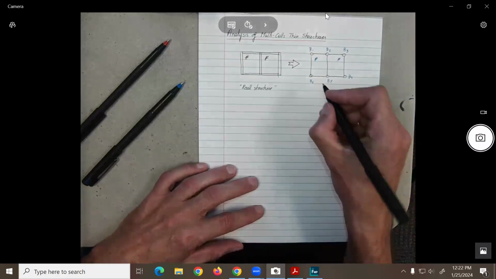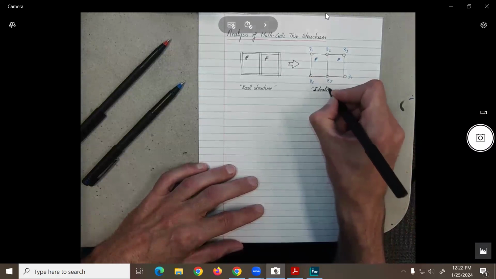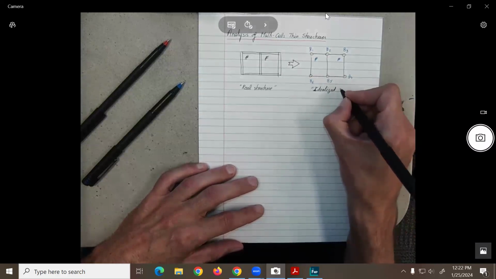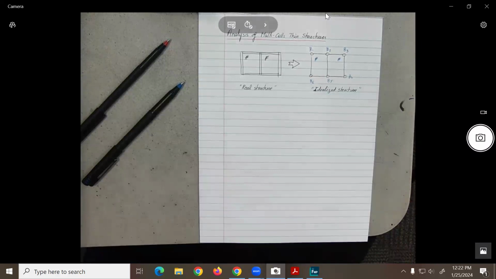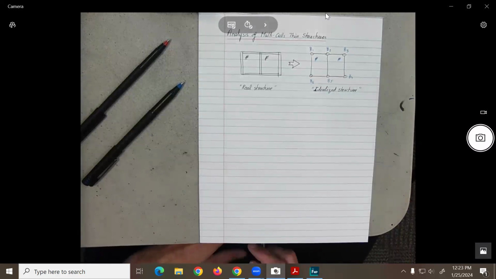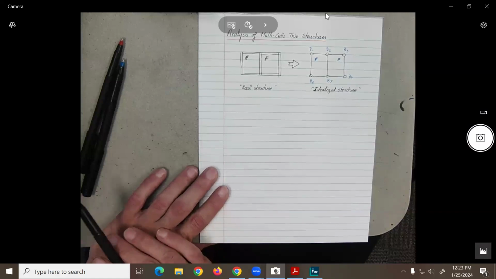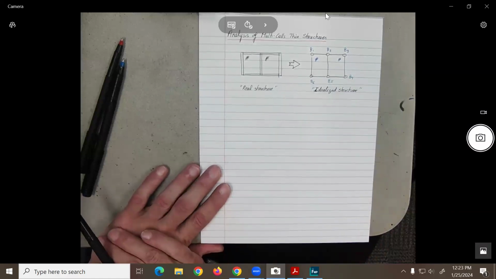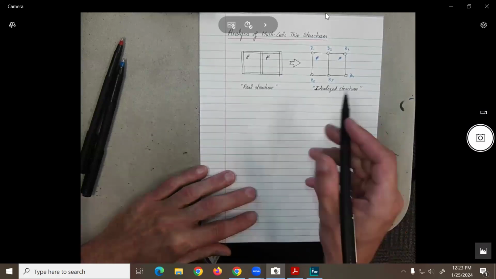So if you want, this is the real structure. And I think I've done a little bit of this again in, what is the name of this structure here, over here? Idealized structure. Have you done that in structures one? Okay. At the end of this chapter, I'll go a little bit about how you go from here to here, okay? But right now, just learn the procedure.